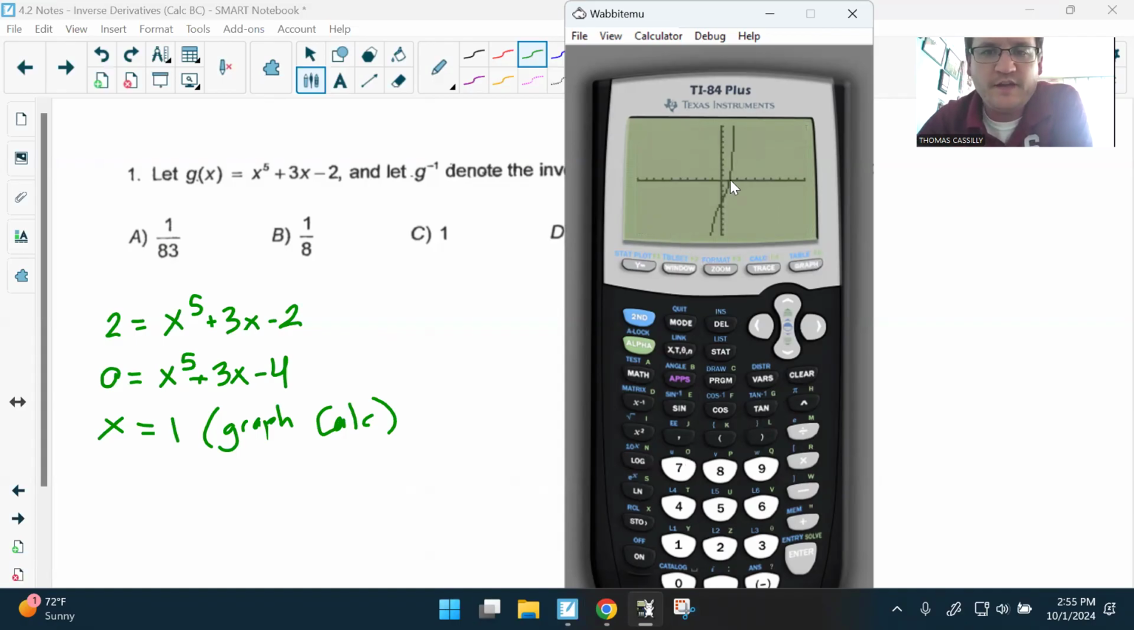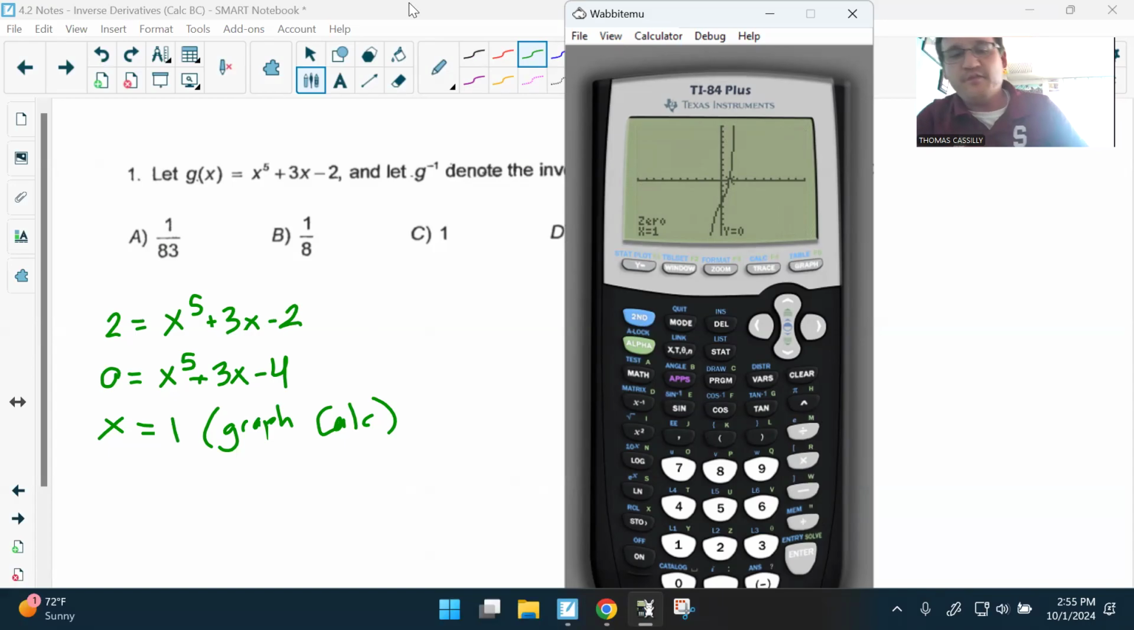Now, it looks like it's right at 1. However, if we want to confirm that, you can press second, then calculate, and then go to number 2. That's your zero. It's going to say left bound, so you need to go a little bit to the left of where that zero is, press enter, and then go a little bit to the right of where it is, press enter again, and then it's going to find the zero between that interval, which in this case is at 1.